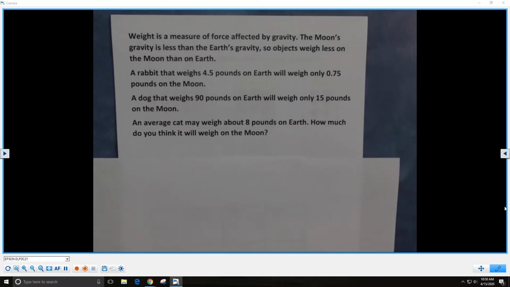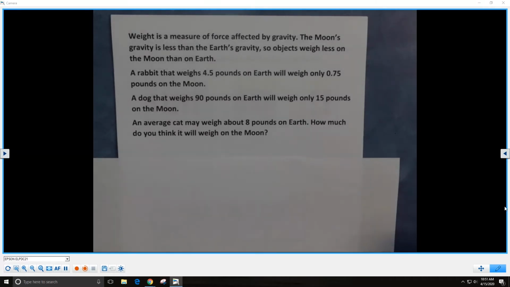Using what we know, let's determine how much a cat will weigh on the moon. An average cat may weigh about 8 pounds on Earth. How much do you think it will weigh on the moon? Make a guess that you know is too high. Make a guess that you know is too low. Let's see if our answer is between your high guess and your low guess.